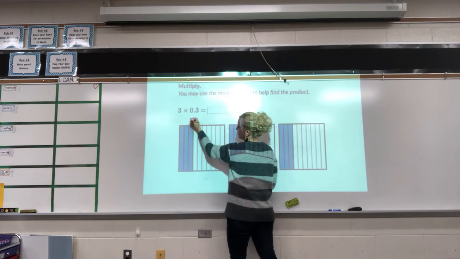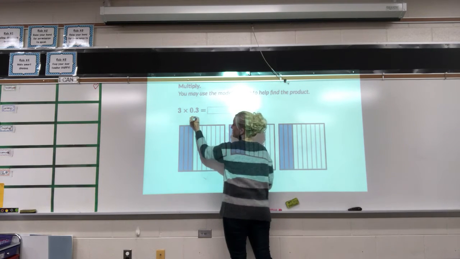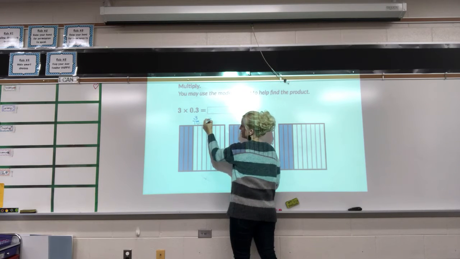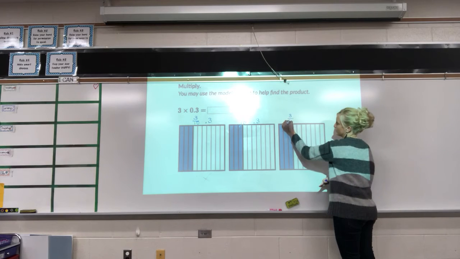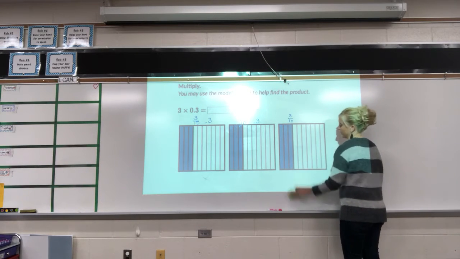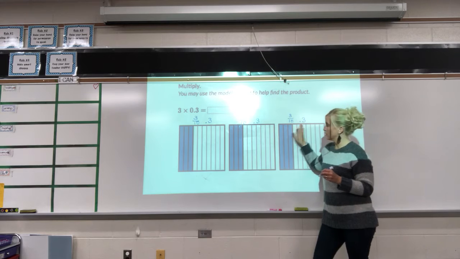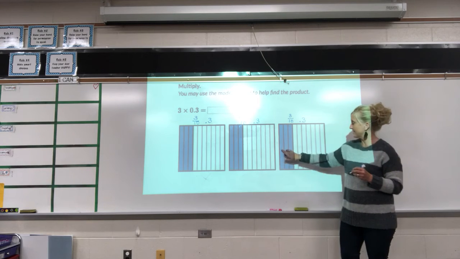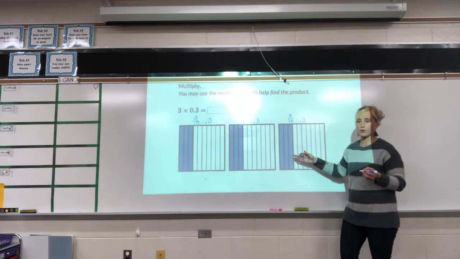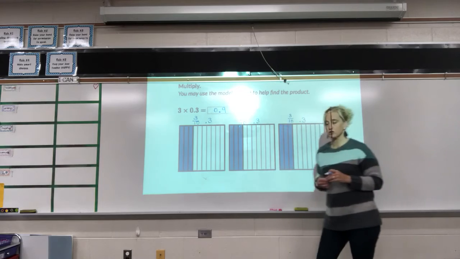So like in this one right here, we have three shaded out of 10. Well, we know that that is decimal 3. Here we have 3 shaded out of 10. That's decimal 3. So we have 3 times decimal 3, which means we're going to have 1/10, 2/10, 3/10, 4/10, 5/10, 6/10, 7/10, 8/10, 9/10. Okay, and when we write 9/10 as a decimal, we're going to write decimal 9. And if you want to put that 0.9, you can do that too.